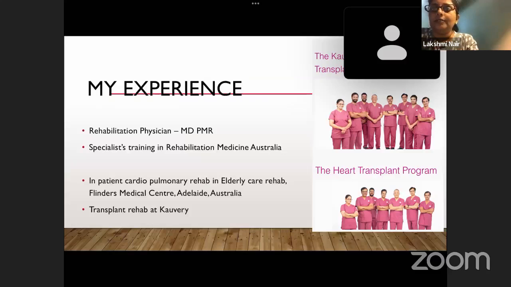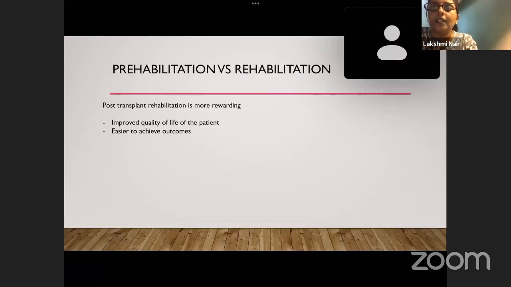I'm part of the Kauvery transplant program. As the doctor explained, I've done my rehab training in Adelaide, where I could do some inpatient rehab program for cardiopulmonary patients as a part of the elderly care rehab only. But I'm learning more of transplant rehab after coming to Kauvery. We have been running this program for nearly 2 years, not 2 years yet.